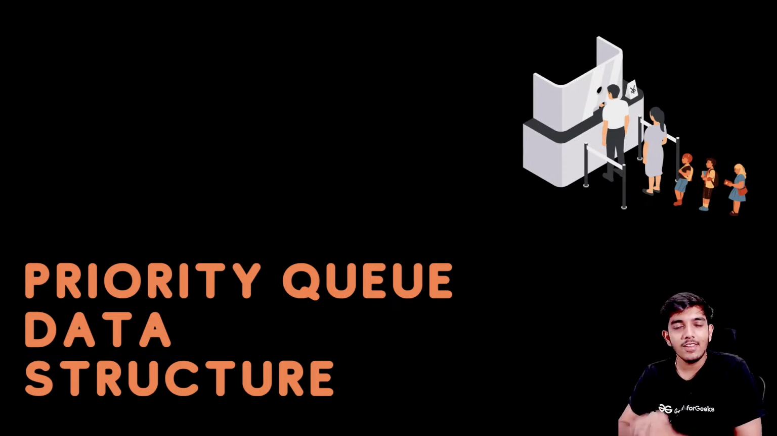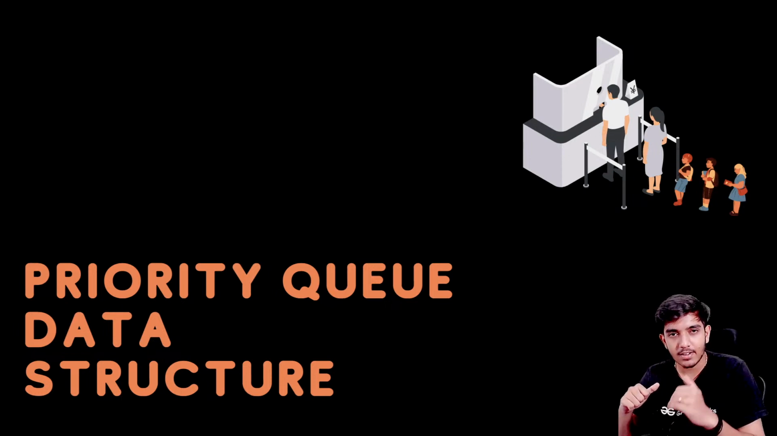So hello everyone, and in this video we'll be learning about the priority queue data structure. In the previous videos we have learned about stack, queue and circular queue. Now we are learning about priority queue data structure. So how is it different from a normal queue? We'll understand that, and what's the benefit of using a priority queue? What are the situations when we'll actually need a priority queue?